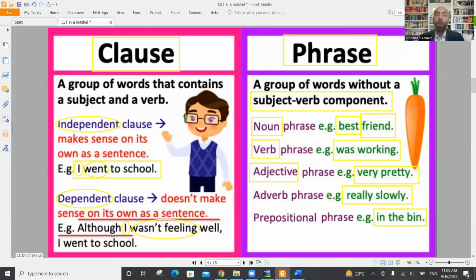In this case, you will create a type of sentence which you call a complex sentence. You have two parts, two clauses, one independent and one dependent. The first one depends on the other one. Although I wasn't feeling well, I went to school. I think this one is a very good start for you to differentiate between a clause and a phrase. I hope you got these points. Let's go on.